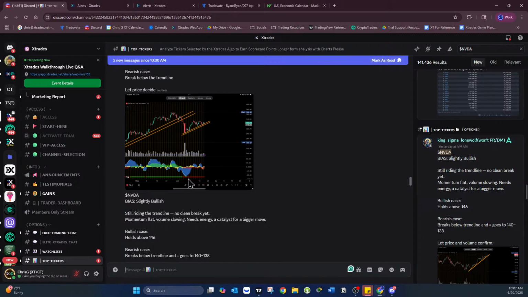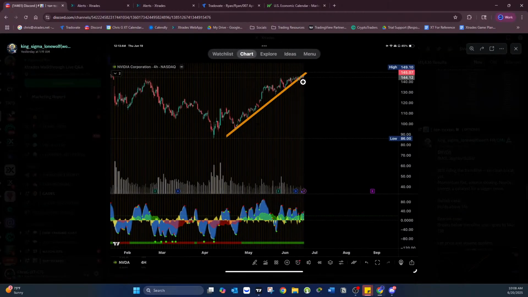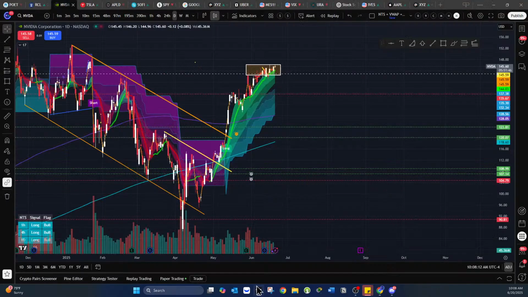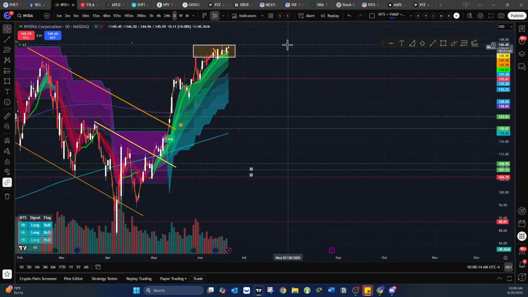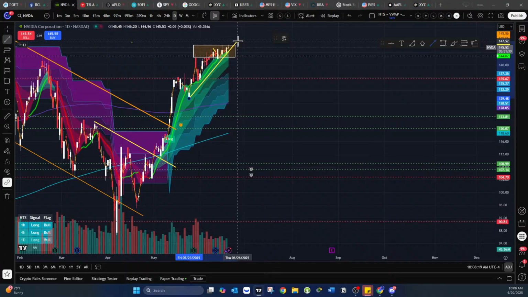All right, so NVIDIA, slightly bullish, still riding the trend line. No clean break yet. Momentum flat. Volume slowing. Needs a catalyst for a bigger move. Bullish case if it holds above 146. Breaks below trend line, goes to 140, 138. I kind of agree with this. I do see this too.